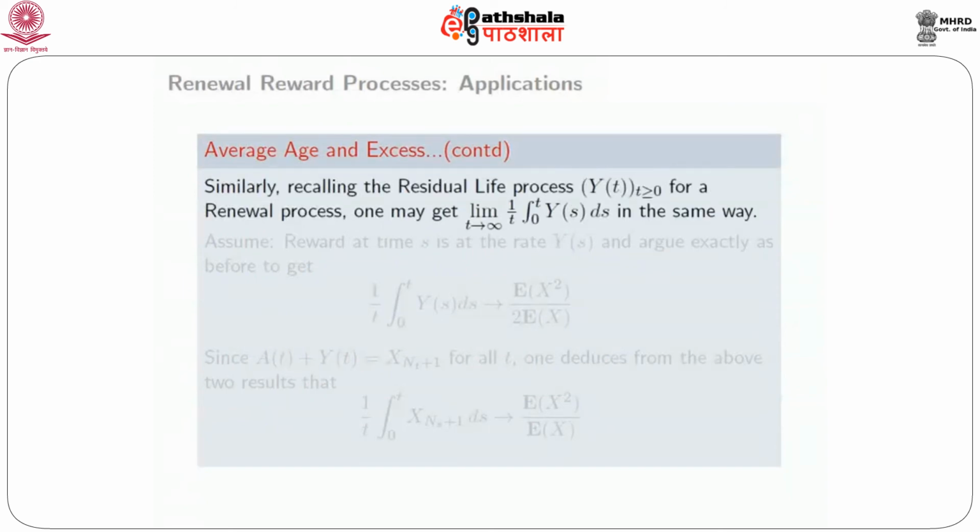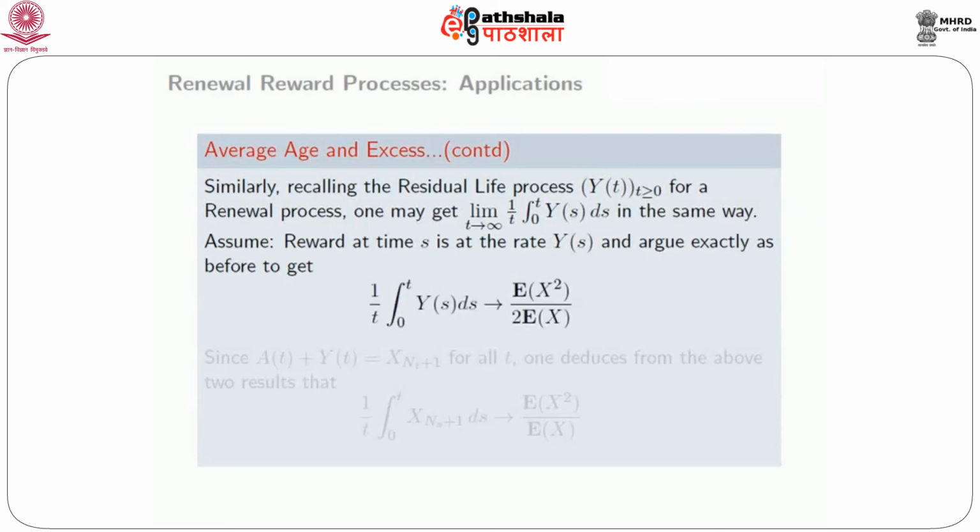Similarly, if you recall the residual life process Y_t, once again we can do similar things with Y_t. Look at the limit of 1 over t integral 0 to t Y_s ds, and by exactly the same argument as before, now the reward is given at time s at the rate Y_s. So you can argue exactly as before to get that 1 over t integral 0 to t Y_s ds converges with probability 1 to the same ratio, which is E[X squared] by 2E[X].